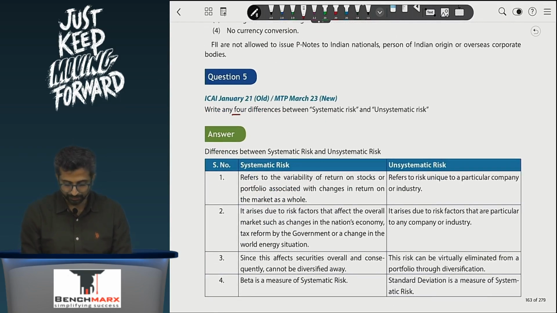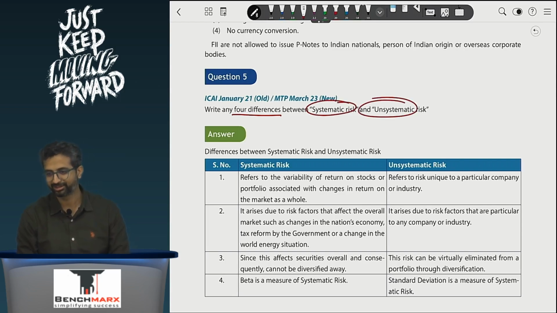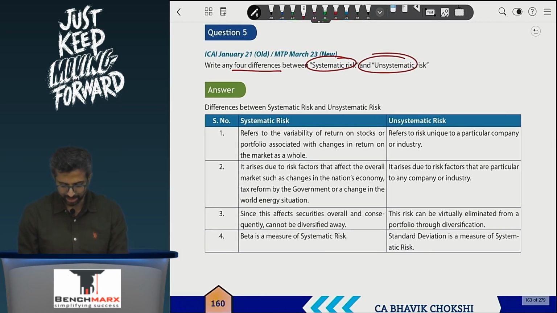Okay, write any 4 differences between systematic and unsystematic risk. You should be able to answer this now. Systematic risk is the market related risk, cannot be diversified. Factors like wars, banning P notes, these are systematic risk, affecting all stocks in the market. Whereas unsystematic risk is company or sector specific risk, can be diversified away. Examples like the death of a CEO can be taken as unsystematic risk. Beta is a measure for systematic, standard deviation is a measure for unsystematic.